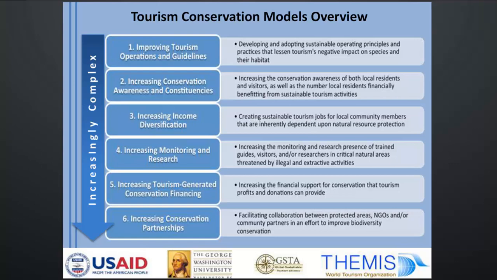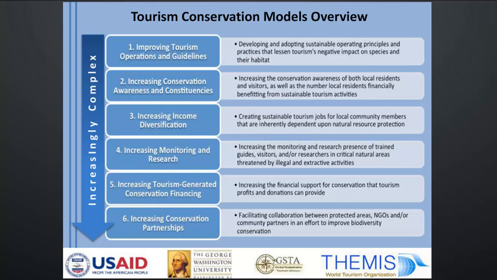But to just briefly run through them, the first model is really focused on improving tourism operations and guidelines. This is really just the idea that sustainable tourism represents economic activity that at least tries to mitigate its environmental impact, and specifically, obviously, here we're talking about tourism activities.